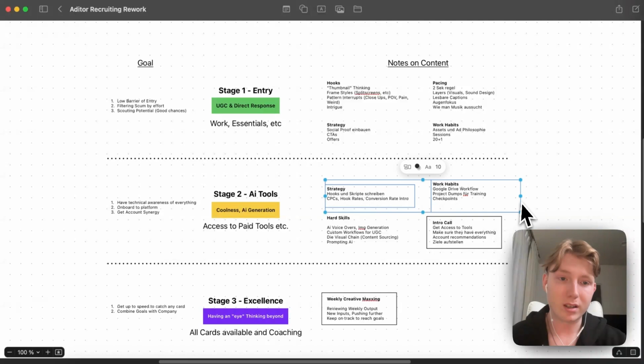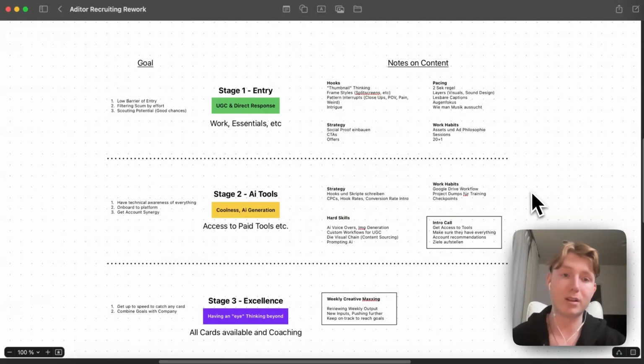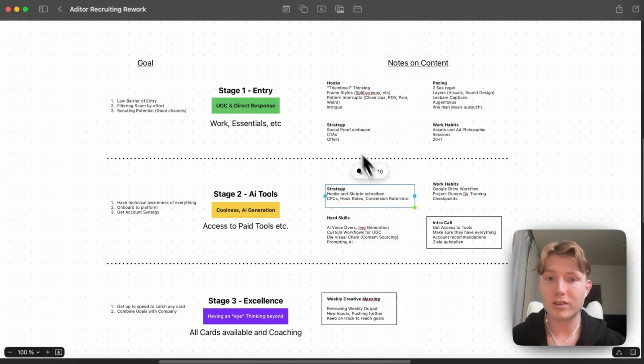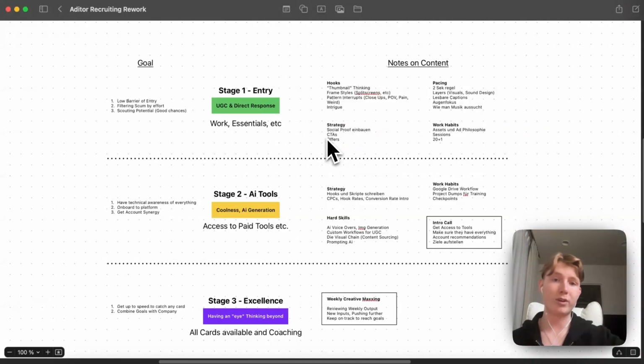And then they get a second module on working habits and strategy. For example, after learning about our asset system, which is genius, they will now learn the Google Drive workflow for fast delivery. For the strategy side of things, the first stage is going to be just what is social proof, how to think about ads, what to include visually. And then the second one will be more in depth, so they can enter the stage of a creative strategist.